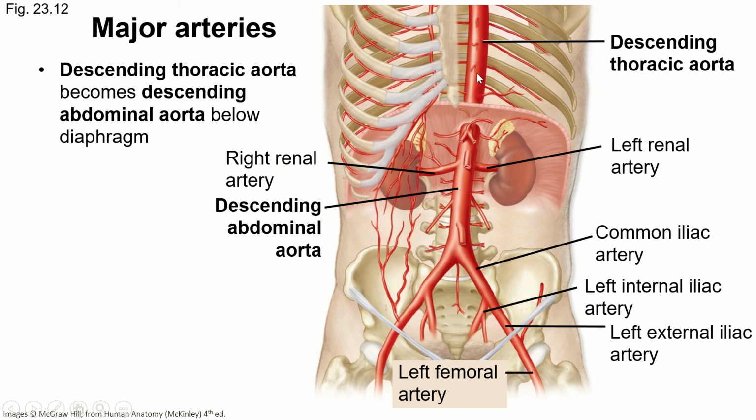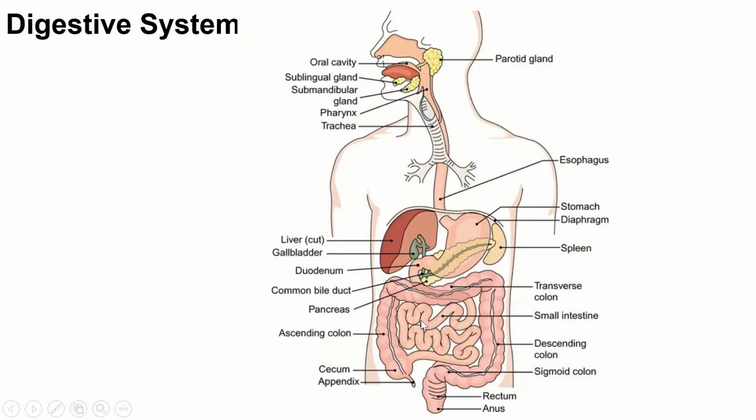So remember that in the thoracic cavity, we call it the descending thoracic aorta. Once it goes through the diaphragm, we call it the descending abdominal aorta until it splits down here at the base of the vertebral column. And that's going to be in our next section, what happens after that.